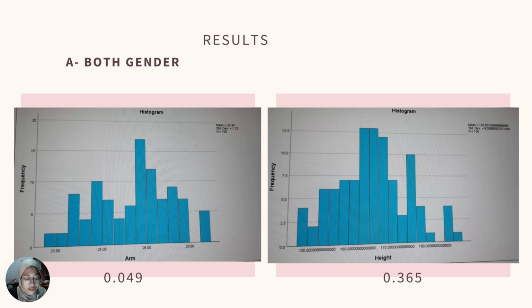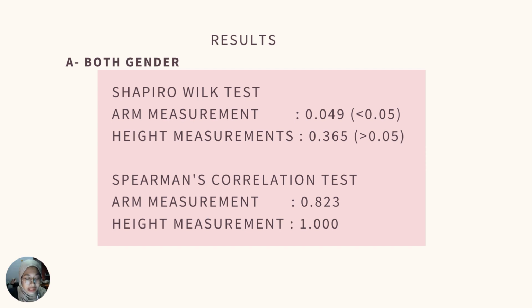First, I am going to present the result for both the genders. Based on the Shapiro test I did, I got the value of 0.0494 for arm measurements, while I got 0.365 for the height measurements. Since the value for arm measurement is less than 0.05, the data significantly deviate from normal distribution. Thus, the correlation test I use is Spearman test. The result I got from Spearman test is 0.823 for arm and 1.000 for the height. From this test, I figured that my data are positively correlated with each other.